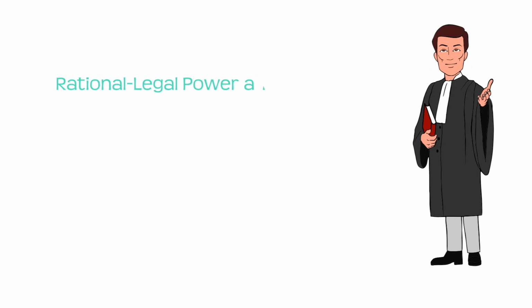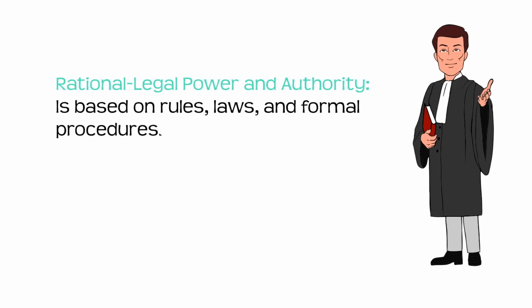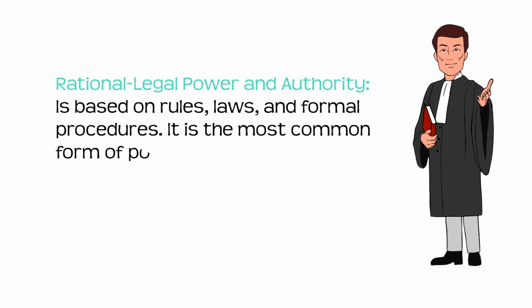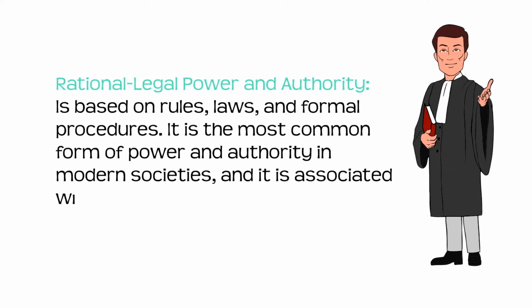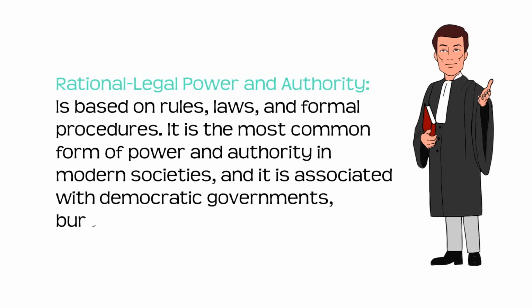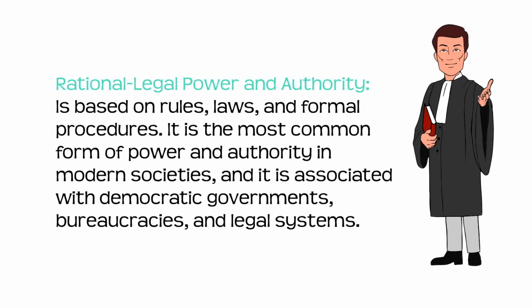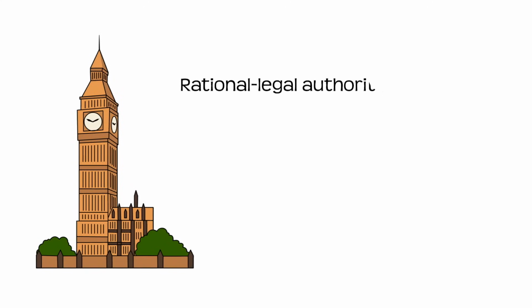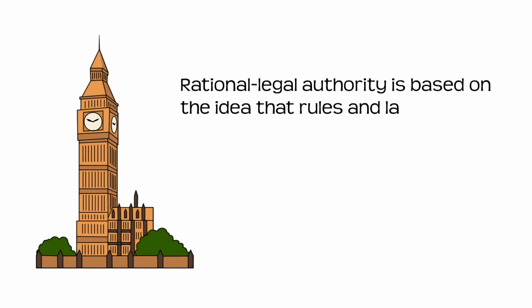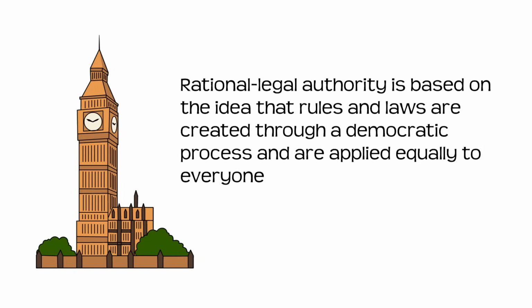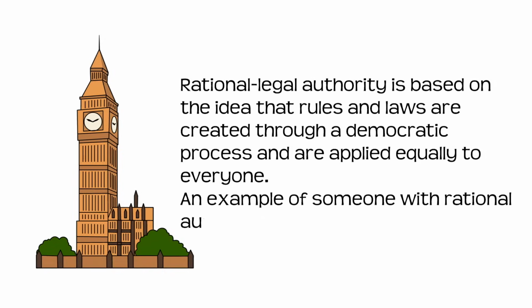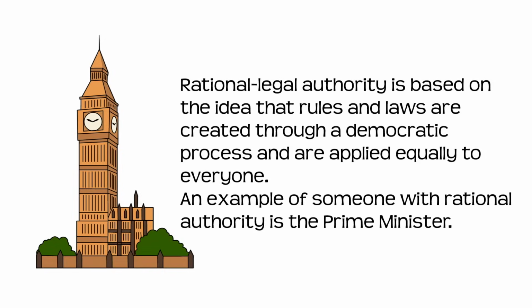Rational legal power and authority. This is based on rules, laws, and formal procedures. It is the most common form of power and authority in modern societies, and it is often associated with democratic governments, bureaucracies, and legal systems. Rational legal authority is based on the idea that rules and laws are created through a democratic process and are applied equally to everyone. An example of someone with rational authority is the Prime Minister.